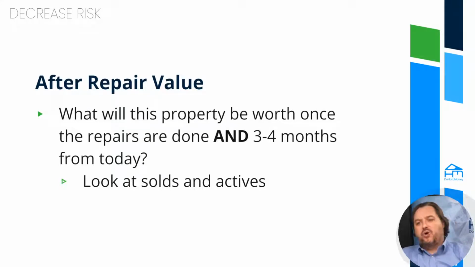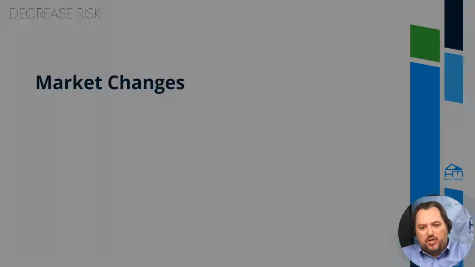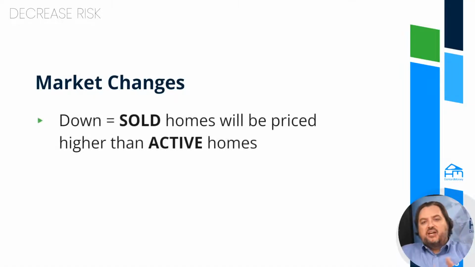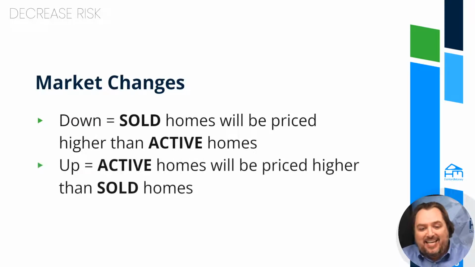To do that, we're going to look at sold properties and we're going to look at active properties, both solds and active. We're not going to look at one versus the other, because if the market's heading down, sold prices will be higher than active homes. It sold for more than it's really going to be selling for, because you could buy the same house for less money today. So that's something you've got to keep in mind. And the same thing, if the market's heading up, active homes will be priced higher than sold homes.